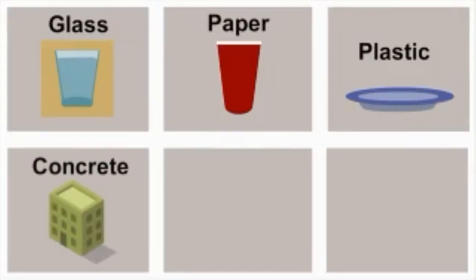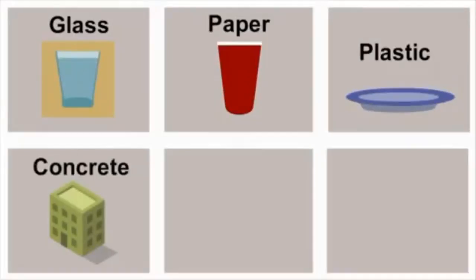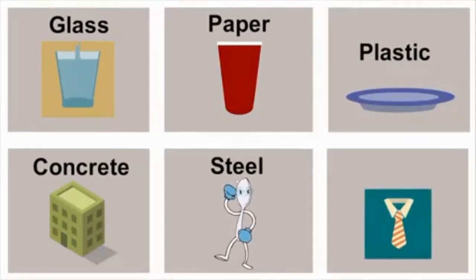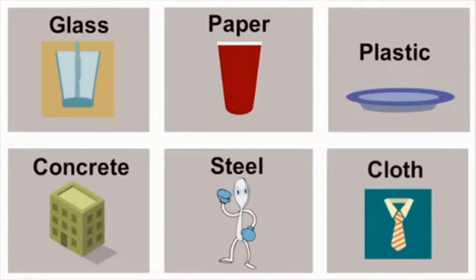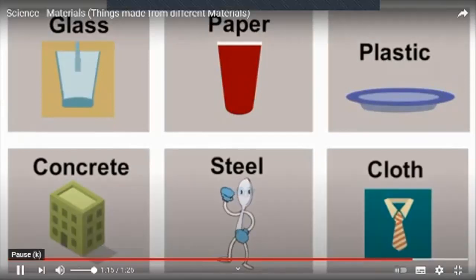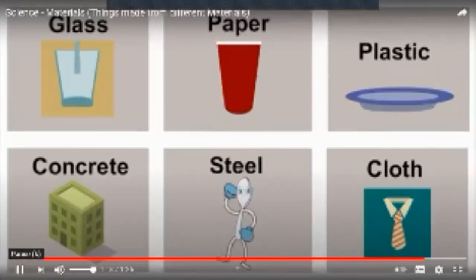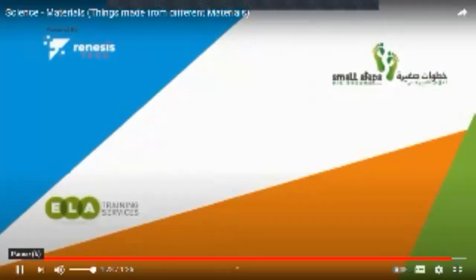And then you have buildings. Buildings are made out of concrete. Concrete buildings, it's very hard. It's a solid substance. And then a spoon. A spoon is made out of steel. There are many other things which are made out of steel as well. And then a tie. A tie is made out of cloth. Your shirt, your pants, your dresses, and so many other things are also made out of cloth. So there are many other materials as well. Let's learn.